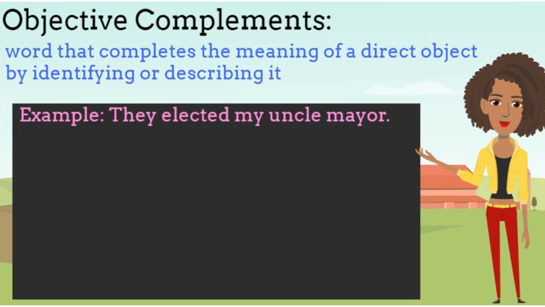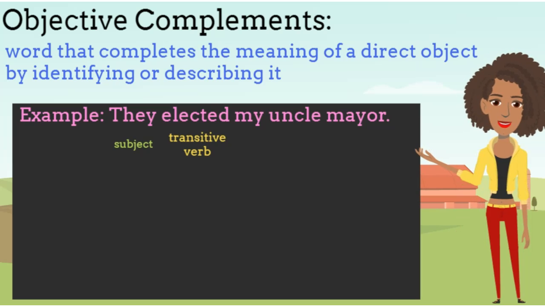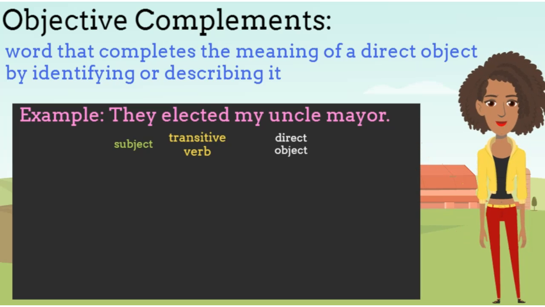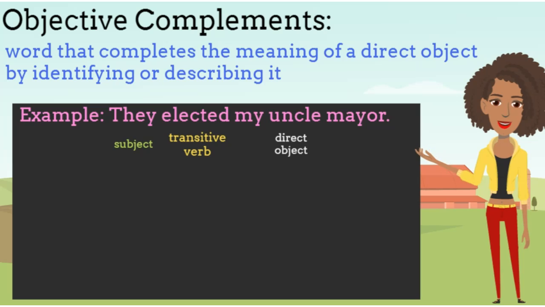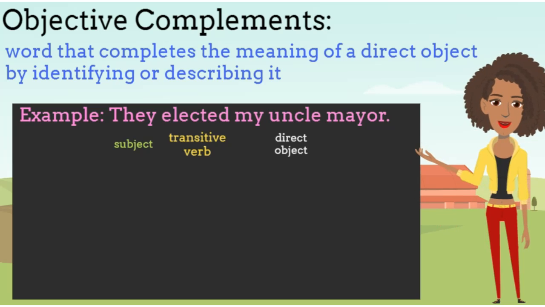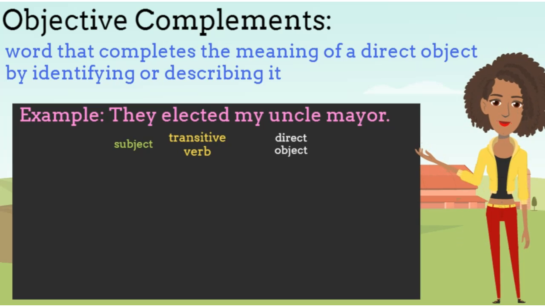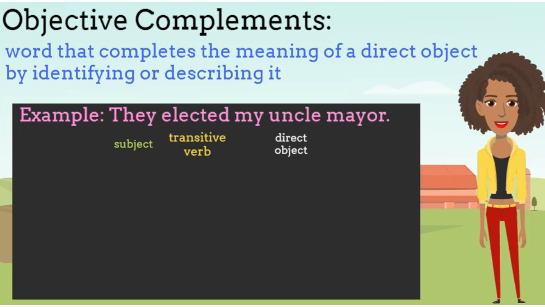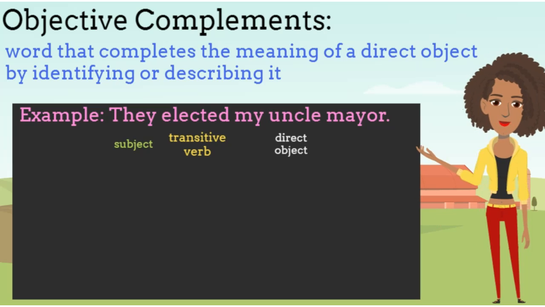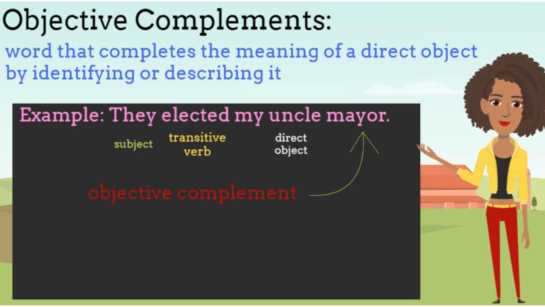They elected my uncle mayor. The word they is the subject, elected is the transitive verb, and uncle is the direct object. Now just saying they elected my uncle doesn't really seem clear. But if you add another word that identifies or describes the direct object, it makes the sentence clearer. So we have the word mayor, which completes the meaning, and it is the objective complement.